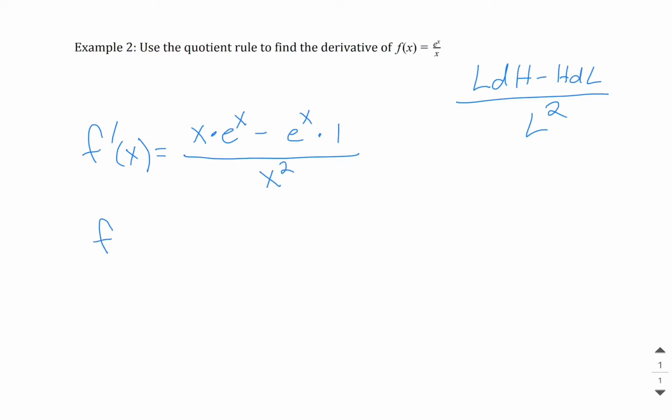So if we just clean this up a little, we have f prime of x is equal to x e to the x minus e to the x over x squared. And that's your first derivative.